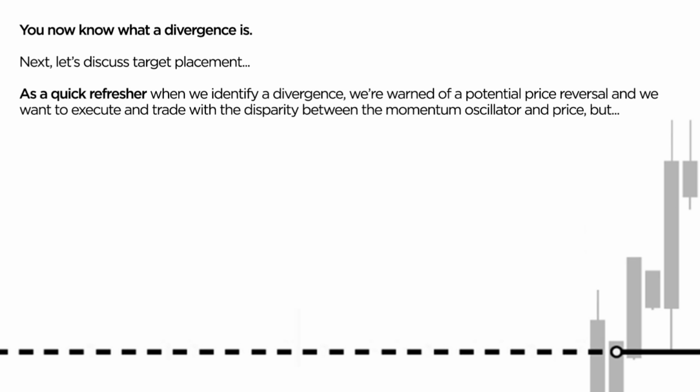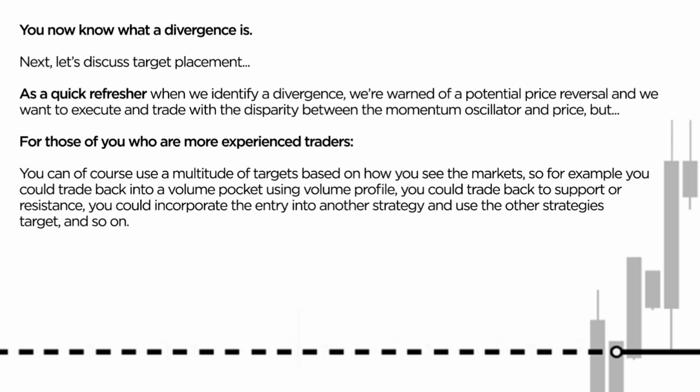Now, a target can be placed pretty much wherever you see fit, and before I let you know where I tend to place my own target when I actually take these trades, let me just add that for those of you who are more experienced traders, you can of course use a multitude of targets based on how you see the markets. For example, you could trade back into a volume pocket using volume profile. You could trade back to a support or a resistance level. You could incorporate the entry into another strategy and use the other strategy's target, like the trader we discussed earlier who uses my DAX strategy and pairs the divergence with the entry before then trading back to my DAX strategy target, and so on and so forth.